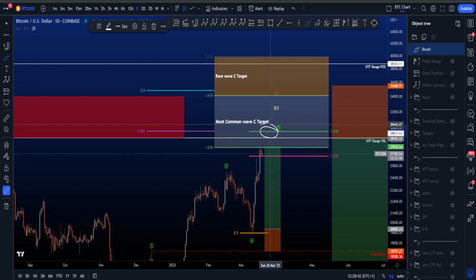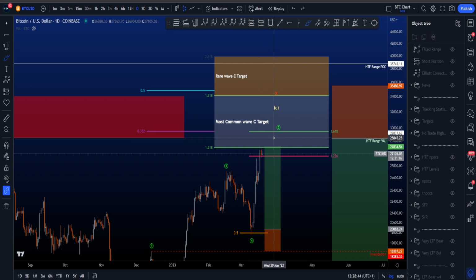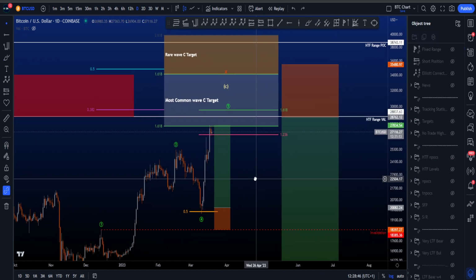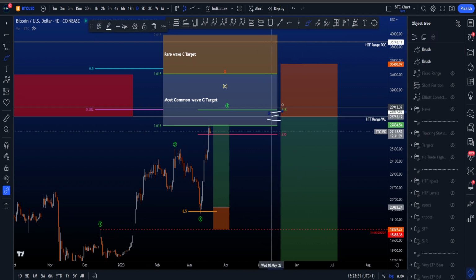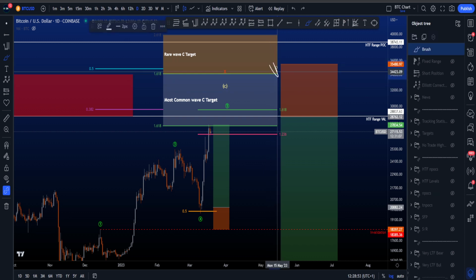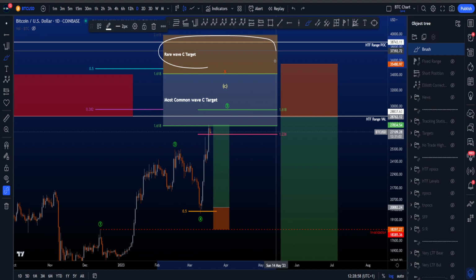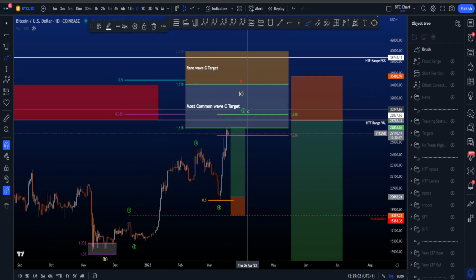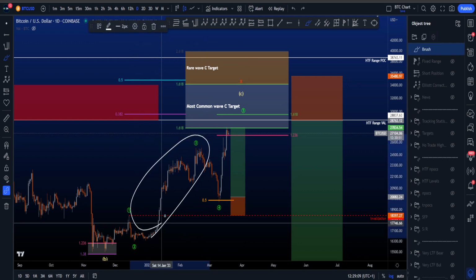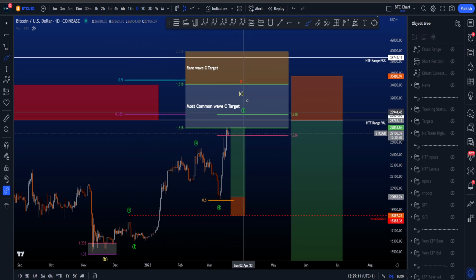So it's going to be a very interesting and very attractive area to then maybe build a potential short setup, because educational, you know how it goes. Short setup over here with then the stop loss somewhere above, maybe even above the most common wave C target area. Just keep in mind that this is also still a rare wave C target area. However, if this is going to be wave 5 and wave 5 would stretch all the way up here, wave 5 would have to extend. However, wave 3 is already extended. So the chance of wave 5 extending over here is very, very low.